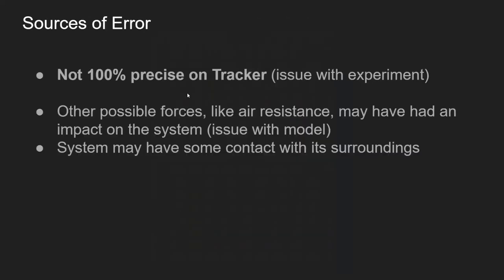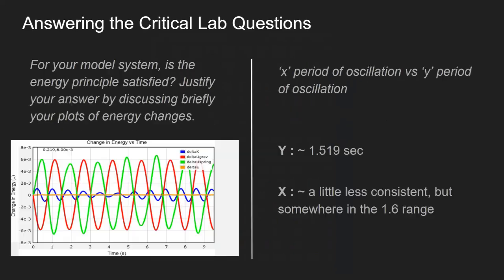And some sources of error for that. One of the biggest things is that just tracking on Tracker, the cursor might not be 100% precise every time on my part. So that's an issue with the experiment. Also, with the model, there might be other possible forces that were acting on the experiment that we didn't account for, like air resistance, which means that the system might actually have had some contact with its surroundings.